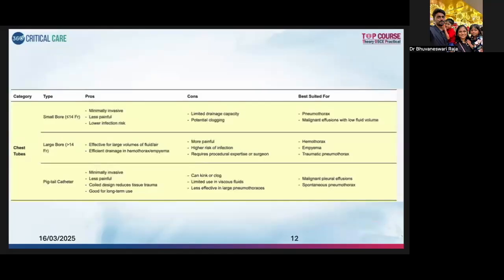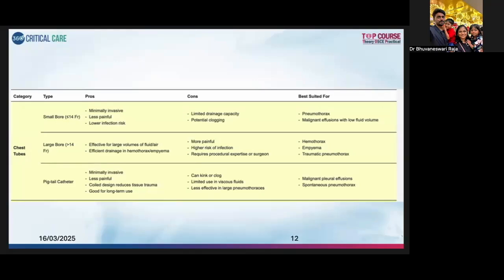So small catheters: the pros are that they are minimally invasive, less painful, and carry a lower infection risk. But they have limited drainage capacity and a potential for clogging, right? So they are mainly used for pneumothorax or a very minimal pleural effusion. Whereas a large bore is effective for large volumes of fluid and air, and it also drains hemothorax and empyema efficiently, right? But it can be more painful, and there is a higher risk of infection.